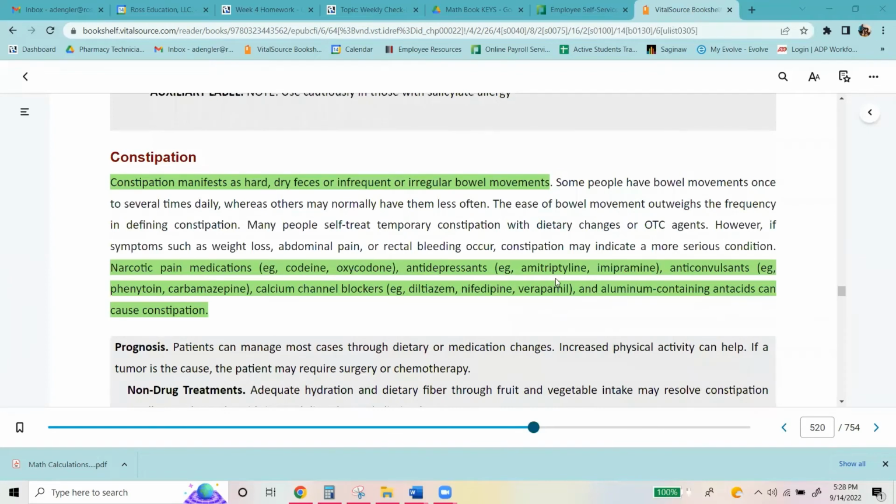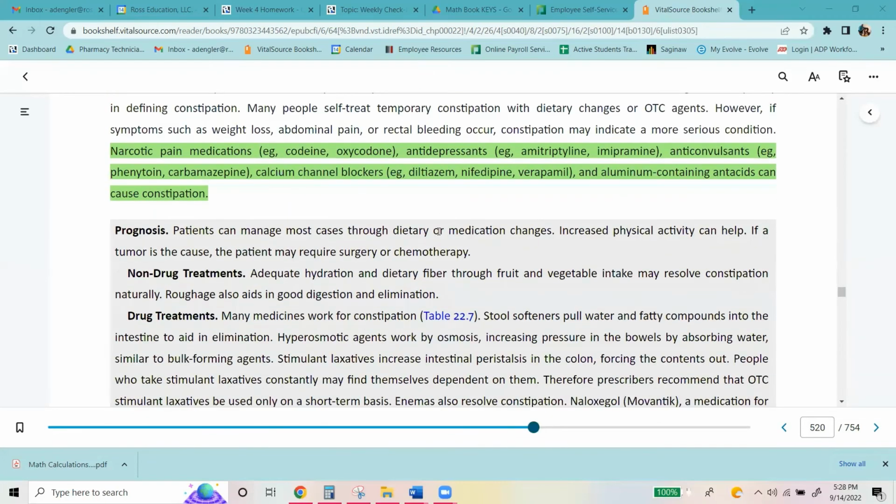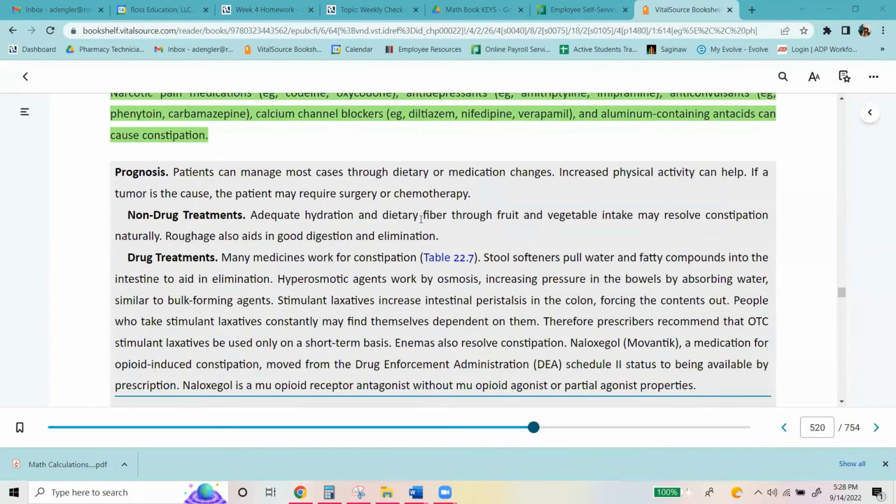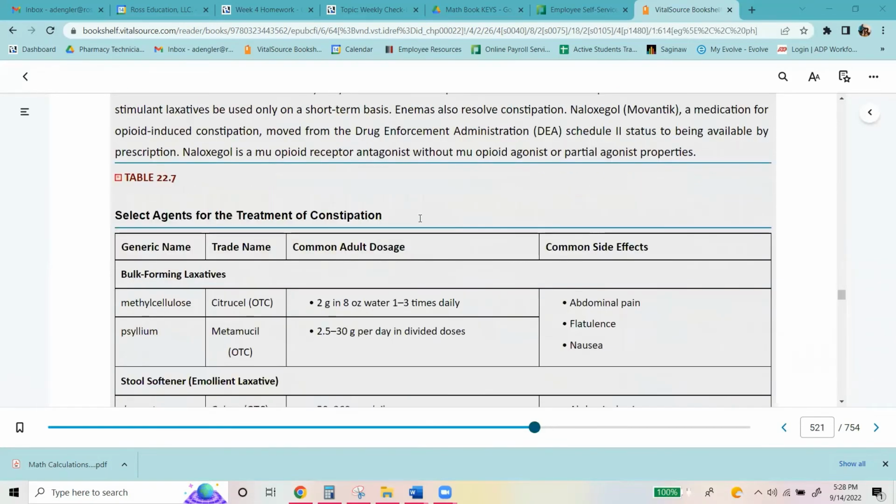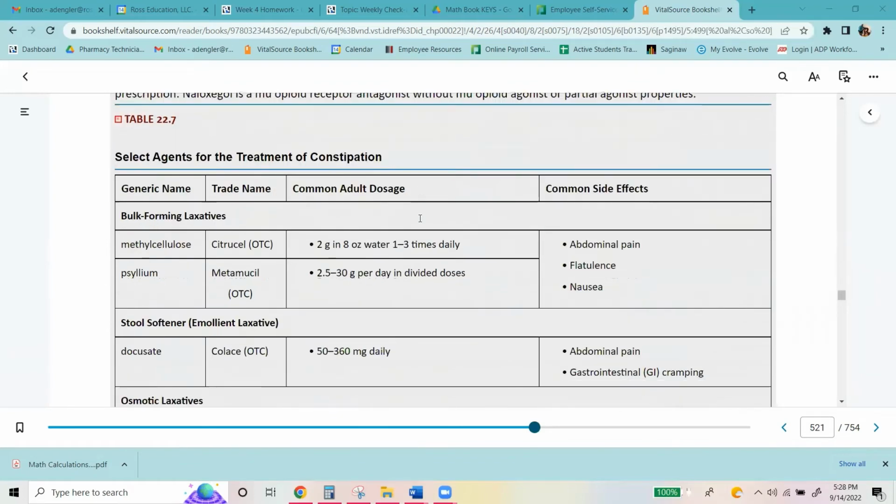Constipation manifests as hard, dry feces or infrequent or irregular bowel movements. Some people have bowel movements once to several times daily, whereas others may normally have them less often. Narcotic pain medications like codeine or oxycodone, antidepressants, anticonvulsants, calcium channel blockers, and aluminum-containing antacids can also cause constipation. In table 22.7, we have the select agents for the treatment of constipation.